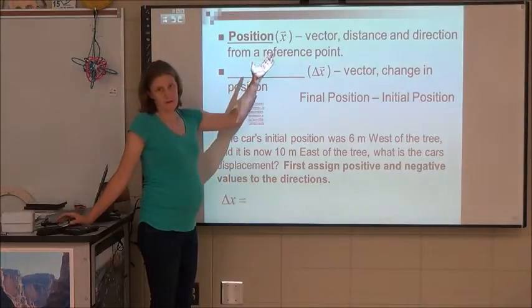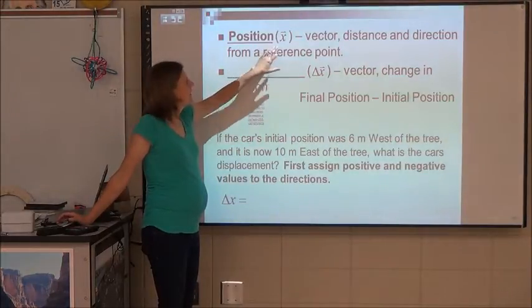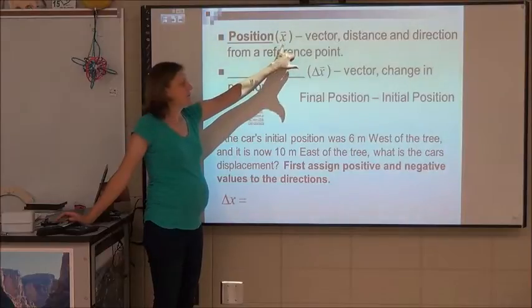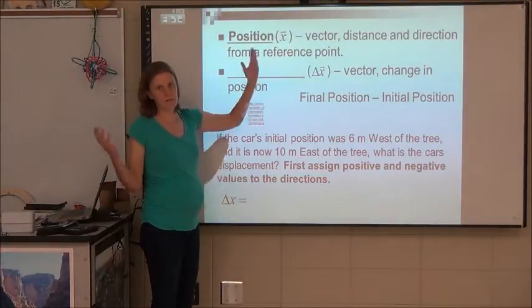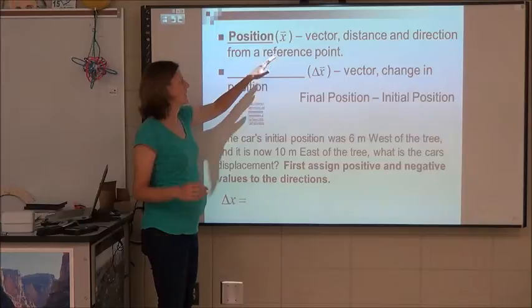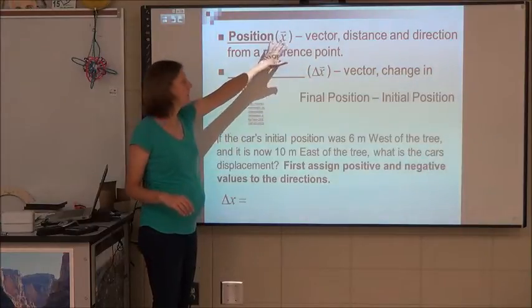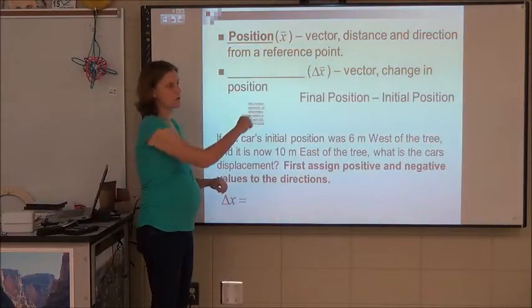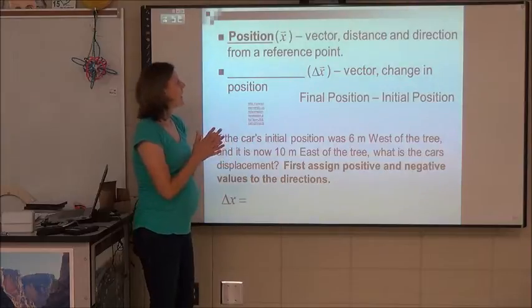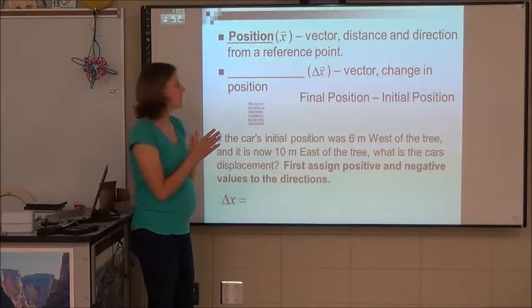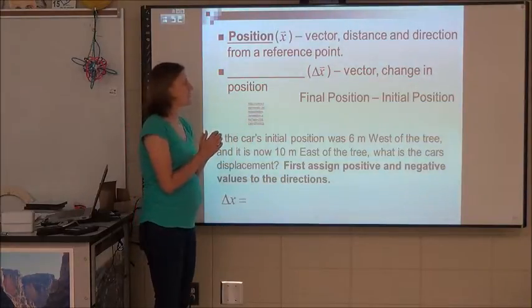So our first vector, for instance, is position. And our textbook uses variable d. Different textbooks use different letters, but we're going to go with x for position, just like you'd mark out the x coordinate of something. But don't forget there's direction along with that. So distance and direction from a reference point.